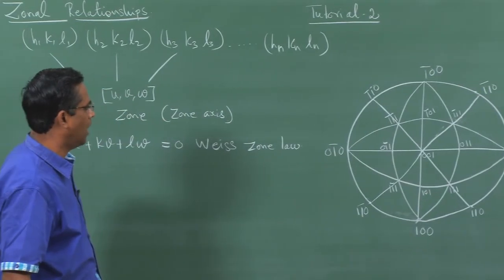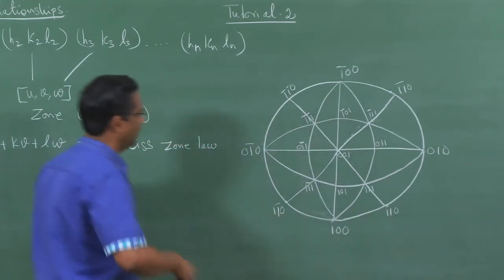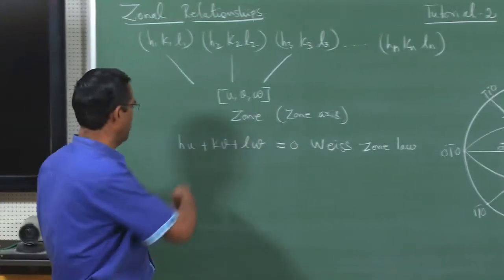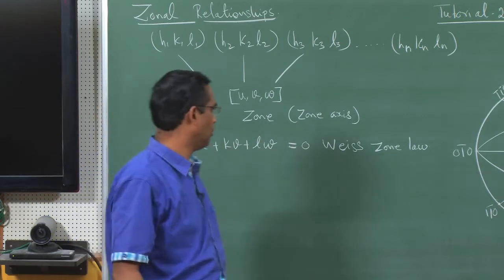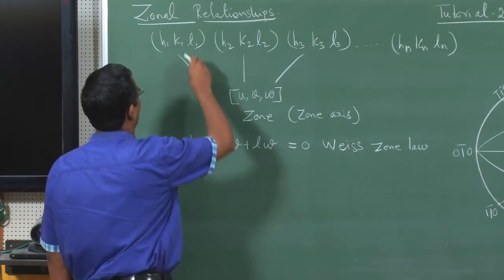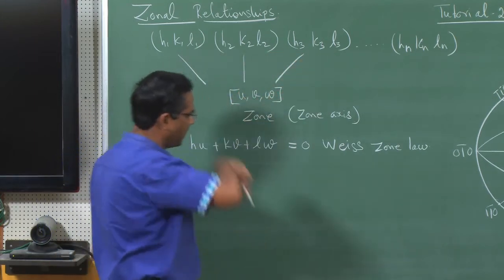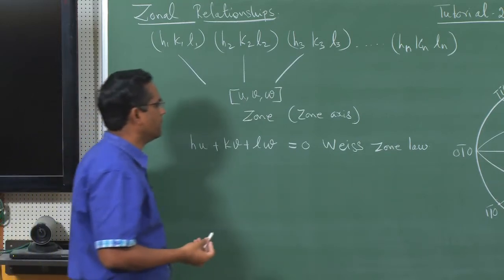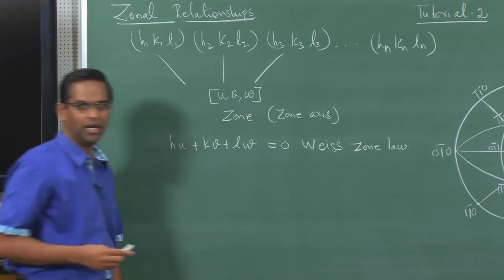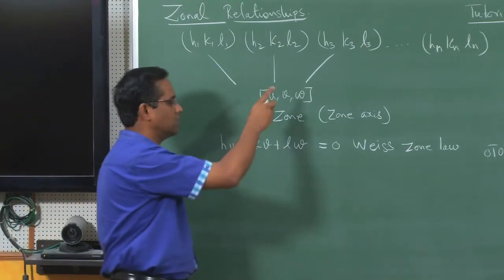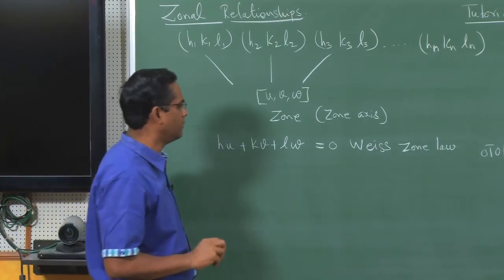So, now how to find out the zonal relationship between these two according to this. Suppose you have u, v, w as a zone axis, then all h1, k1, l1, h2, k2, l2, etc., will be 90° to this pole according to this equation, right. If you consider these as two vectors, this is a relationship. So, that is a very simple idea.